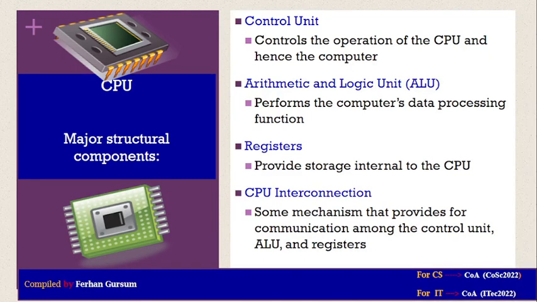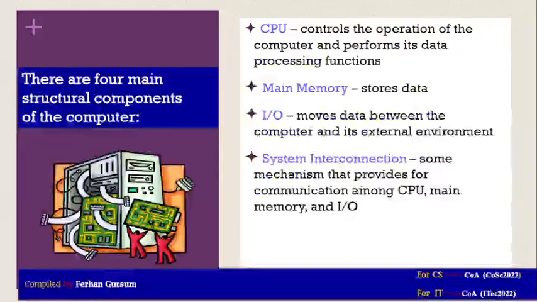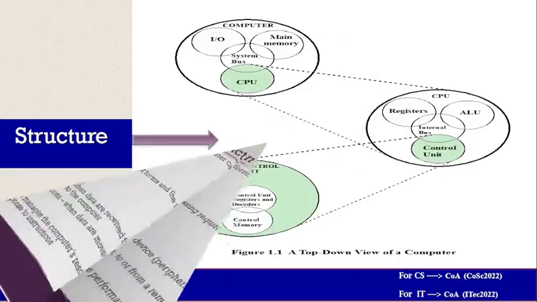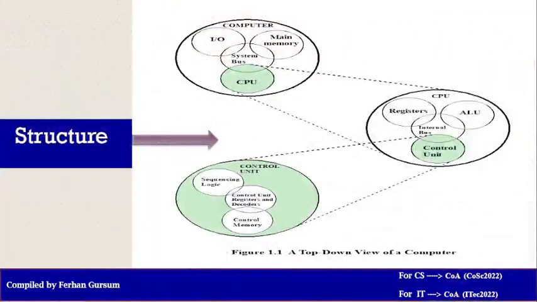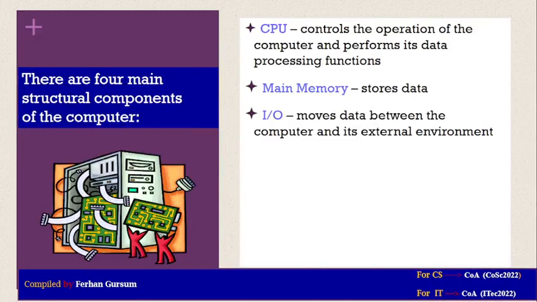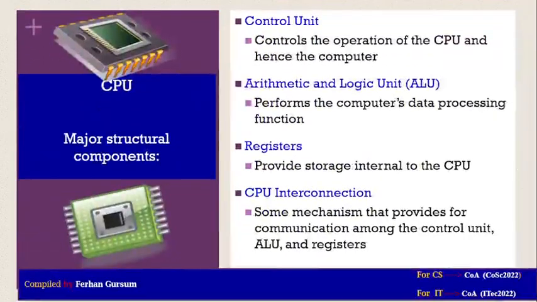When we say CPU interconnection, we already spoke about this also. It's a mechanism that provides for communication among what? Control unit, arithmetic logical unit, and registers. We are just dealing with this diagram, okay? The one in the middle is the internal bus, okay? That does the CPU interconnection, okay?